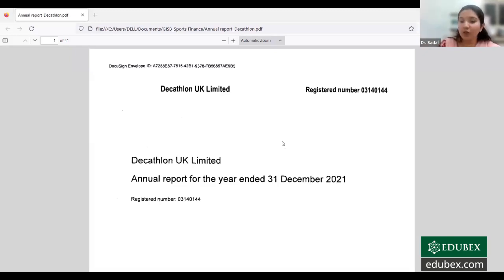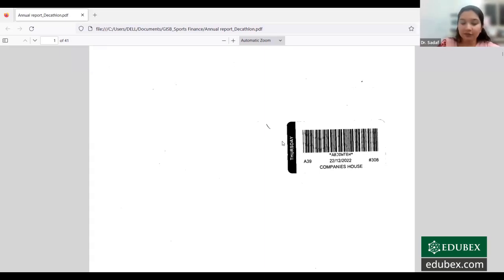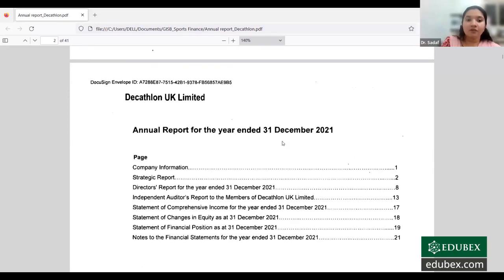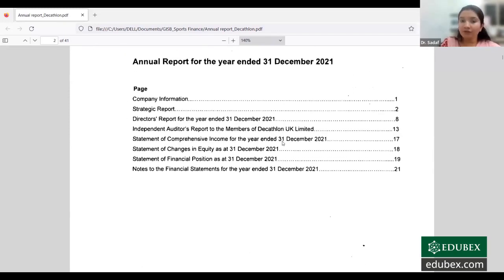Now, this is the latest one, which is available as on December 21, okay, in Decathlon's website. So we can see that the annual report firstly contains the information about the company, what the company does, what kind of manufacturing or products and services they have, okay? So all of those details will be contained in the company information.